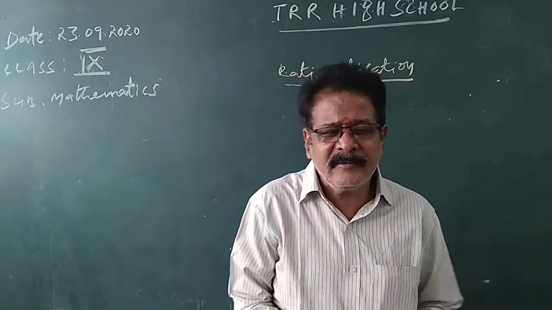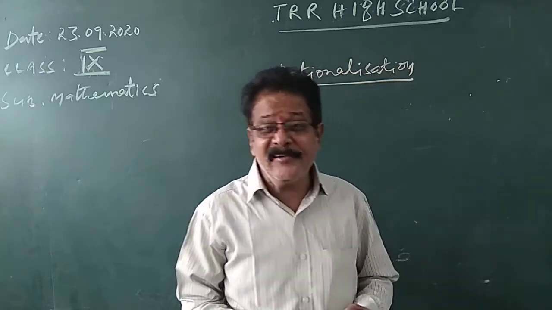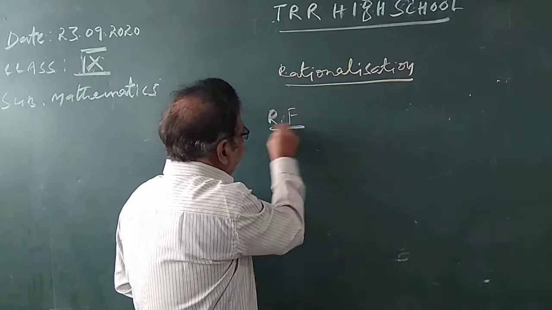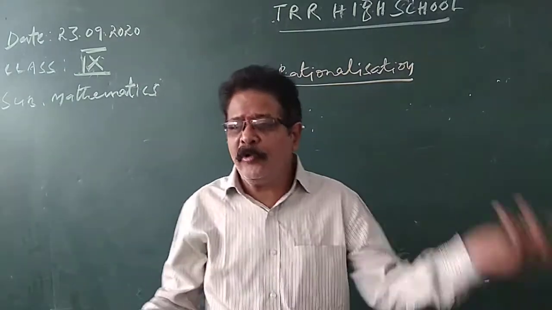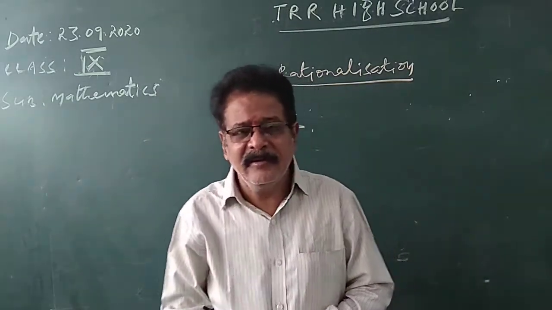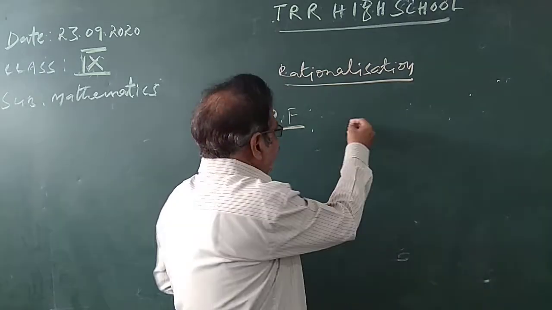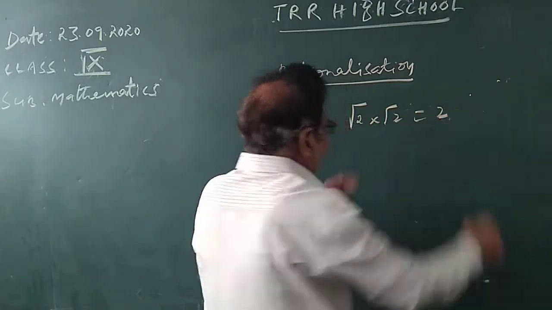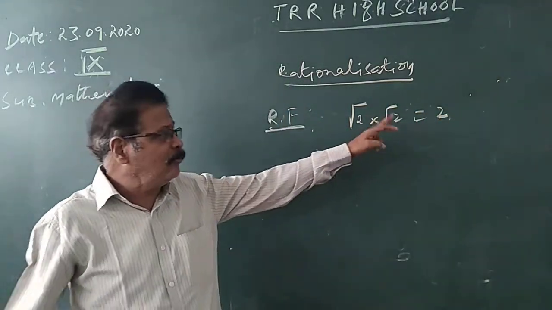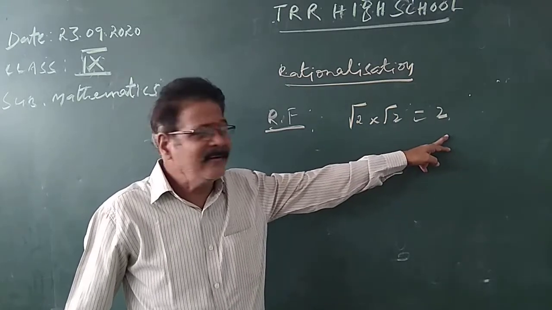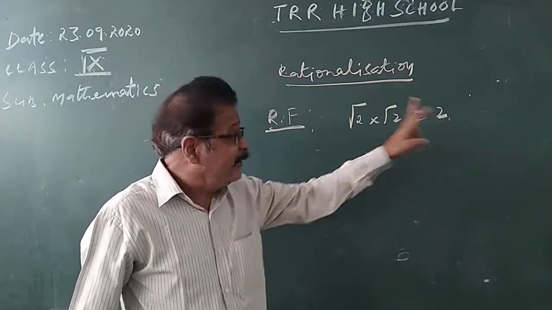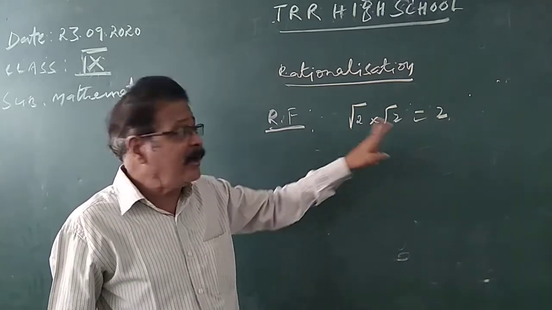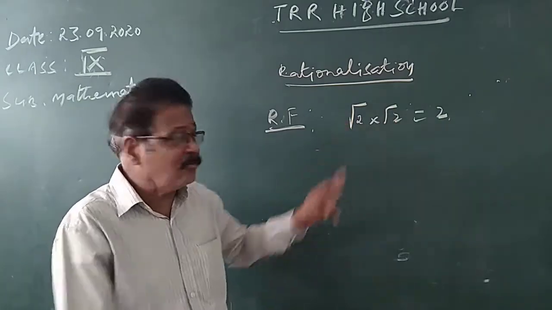How can you say that they are rationalized? What is a rationalizing factor? The rationalizing factor is represented by RF. If the product of two irrational numbers is rational, then each is called the rationalizing factor of the other. Root 2 into root 2 equals 2, which is a rational number. Each factor is the rationalizing factor of the other. The RF of root 2 is root 2.